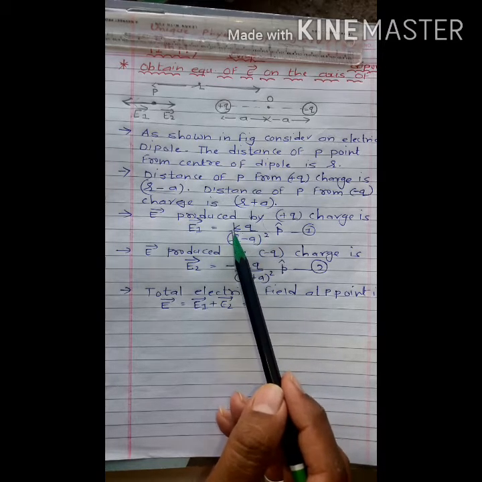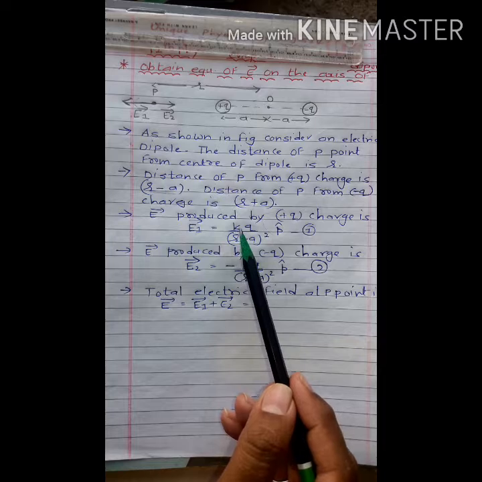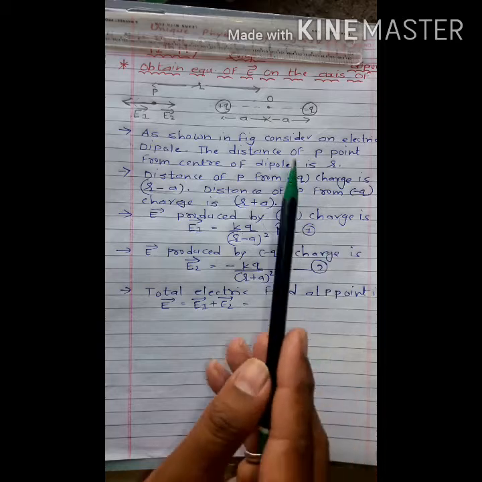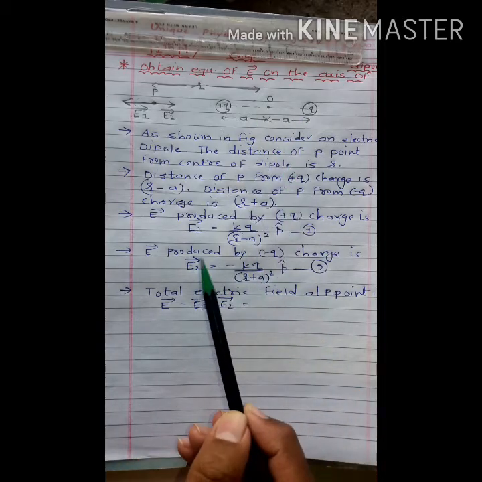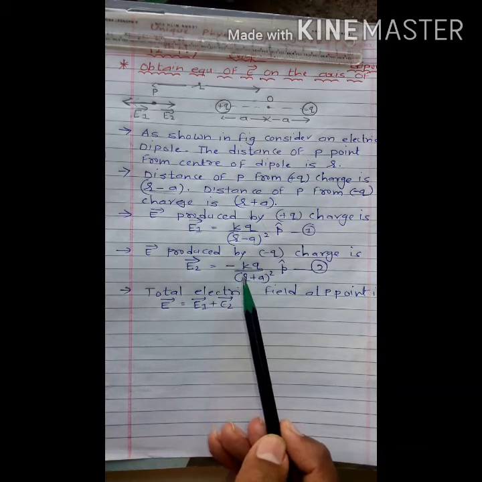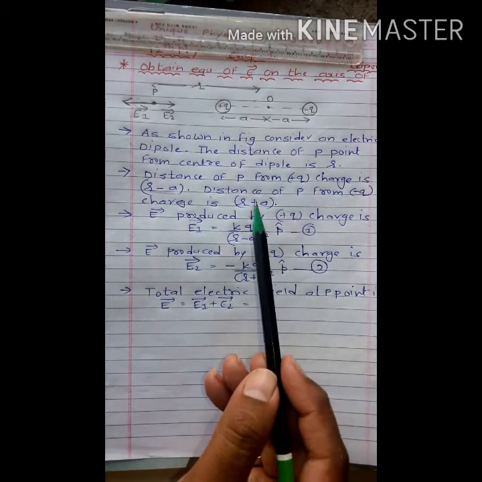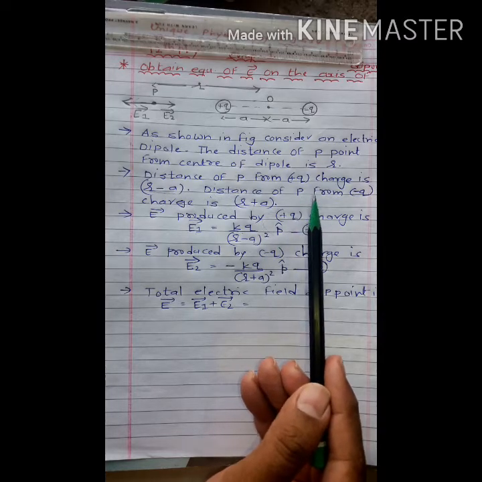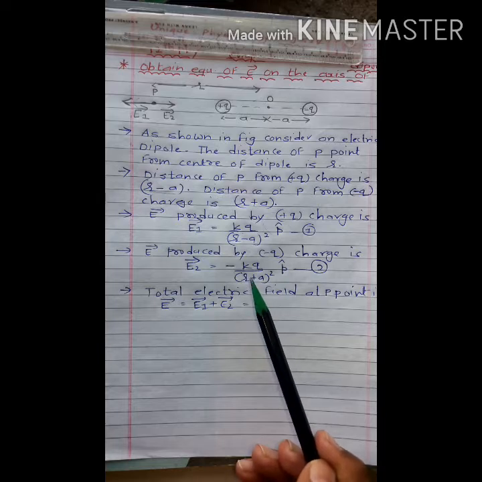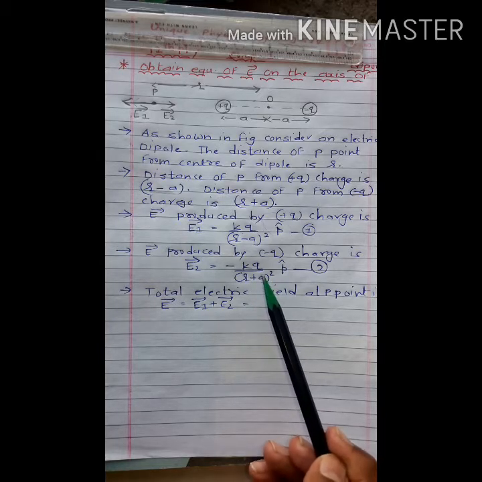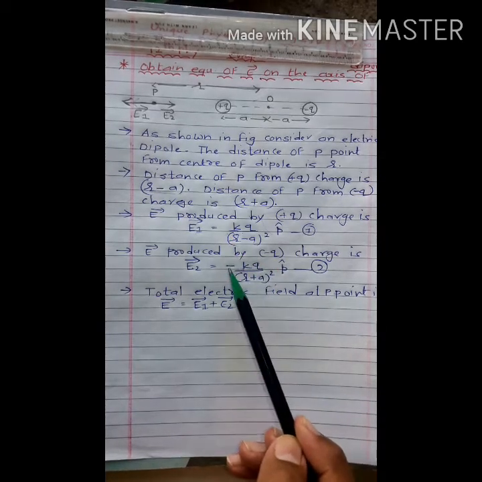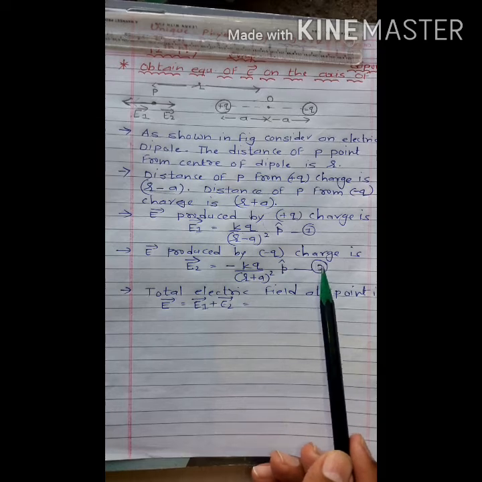Here this is positive field, because we have positive charge. Similarly electric field produced by minus q charge, so this is our negative charge. So electric field produced by minus q charge, vector E2 is equals to minus kq upon r plus a whole square. See this point very carefully. Distance of P point from minus q charge is r plus a. That's why in this equation we use r plus a whole square into p cap. For positive charge field is positive, for negative charge field is negative. This is our equation number 2.